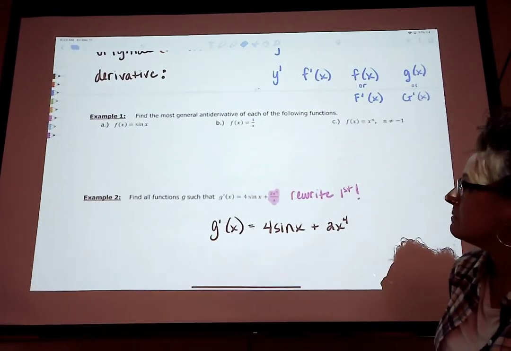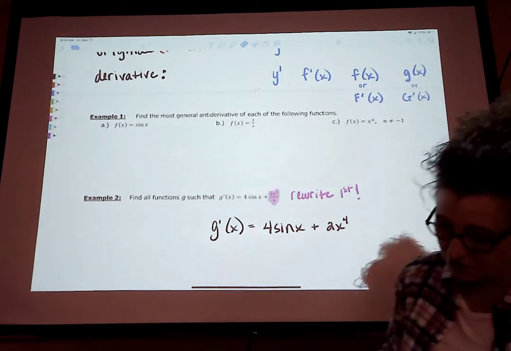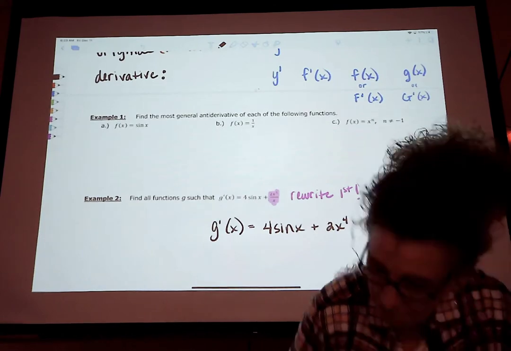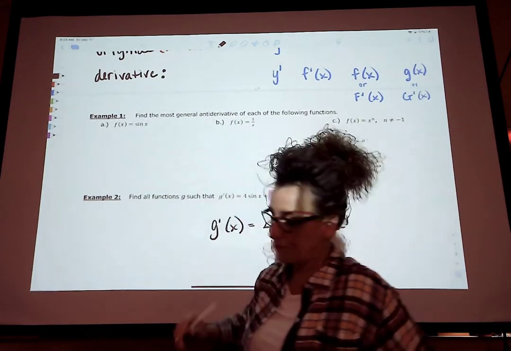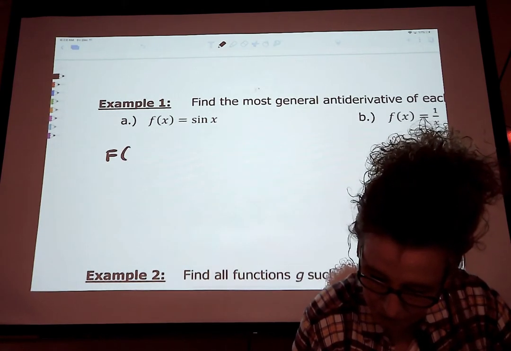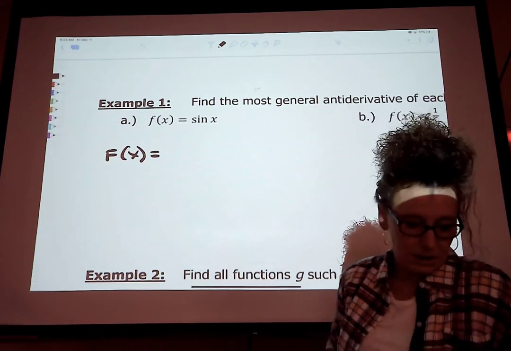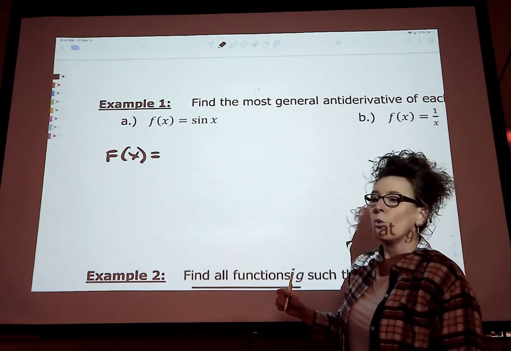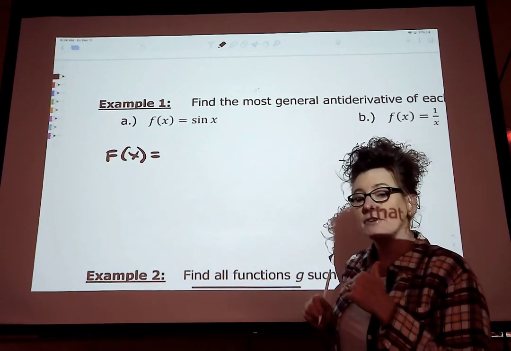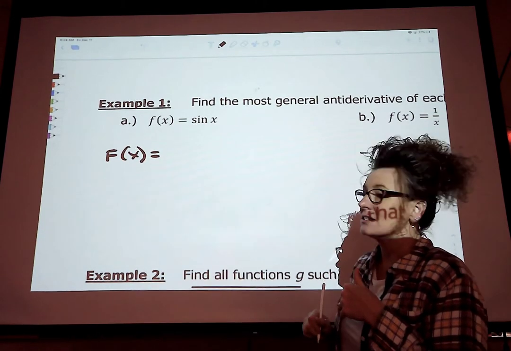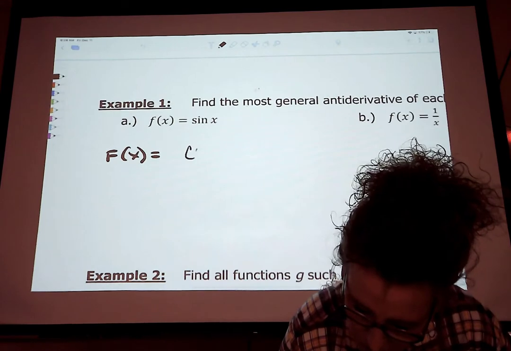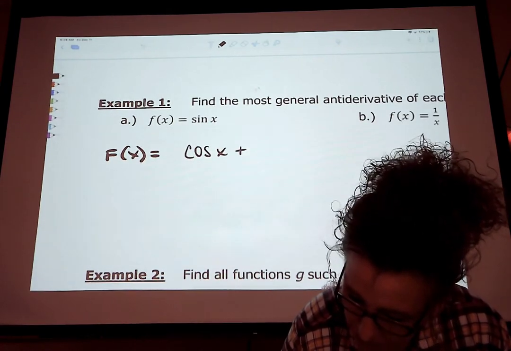We're going to find the most general antiderivative of each function. This one is called little f. I'm going to do an antiderivative on it, so I'm going to call it big F. Now I'm going to think, what function could I have done a derivative on and gotten sine of x? Well, I think it's cosine of x. Cosine x, don't forget plus the constant.